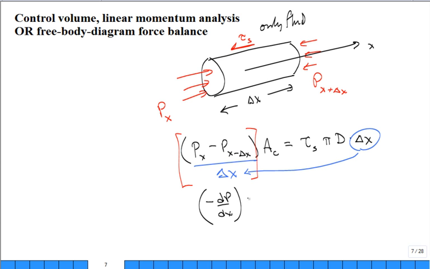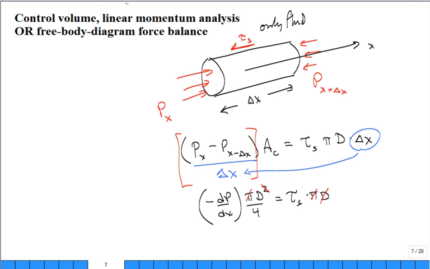And then we have the cross-sectional area. What's the cross-sectional area? Pi d squared over 4 times the wall shear stress, the shear stress at the wall times pi d. Can we cancel the pi's? Can we cancel one of the d's? And we're left with this very interesting result.